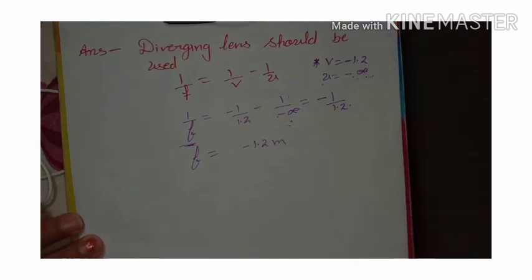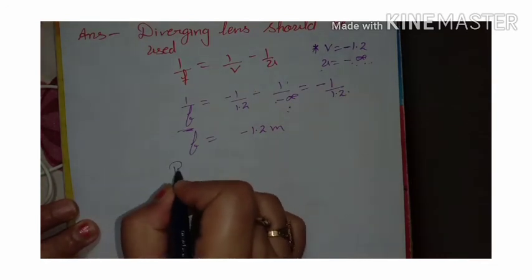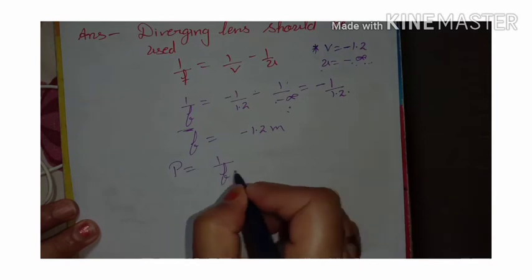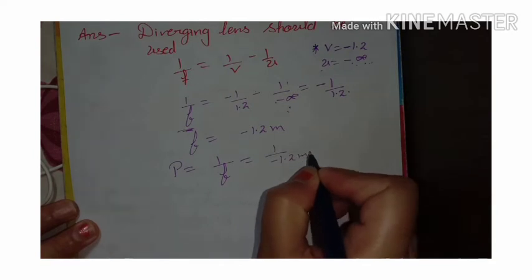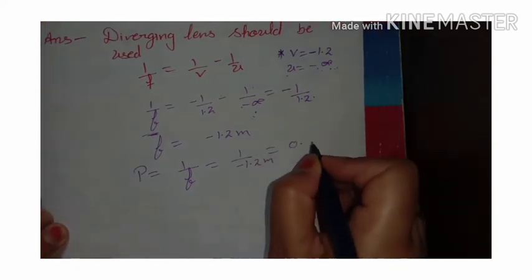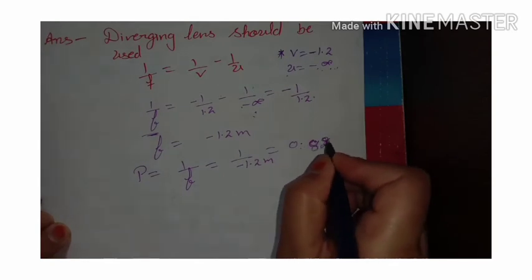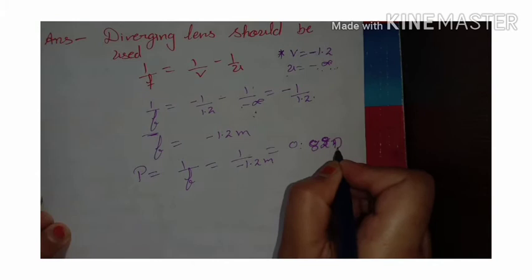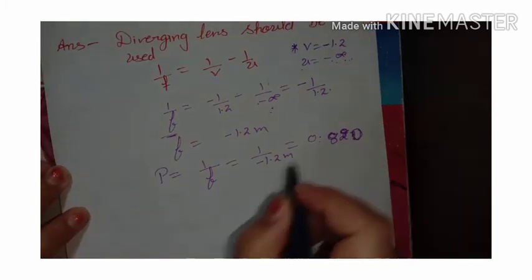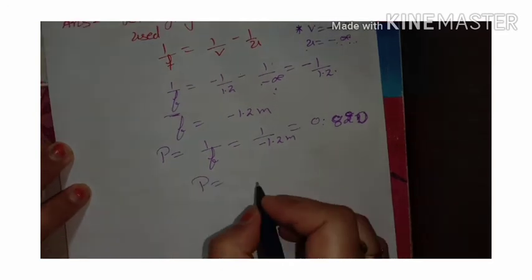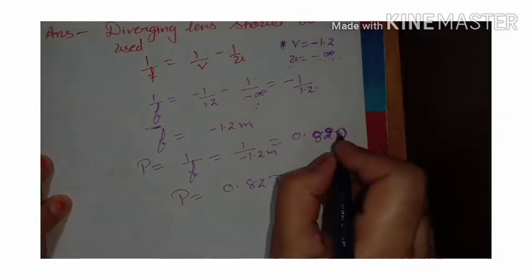Now the power of lens we can find out by the formula. Power we know will be given by 1 upon f, so here this will be equal to 1 upon minus 1.2 meter, so this will be equal to minus 0.83 diopter. What is a diopter? It is the unit of power of lens, okay. So as the answer we have power equal to 0.82 diopter, right? So this is the right answer.